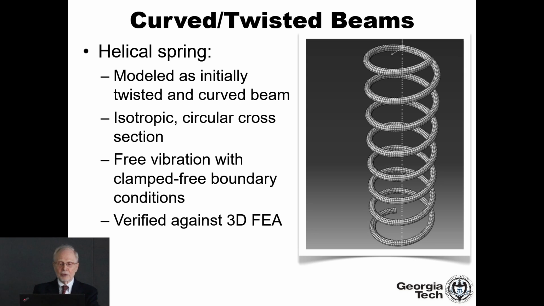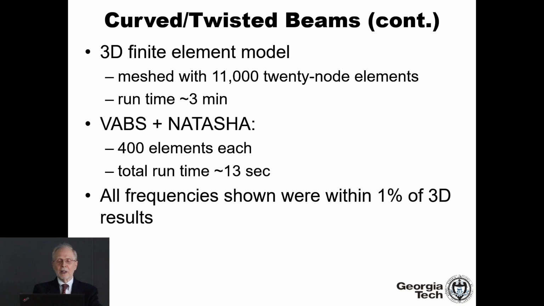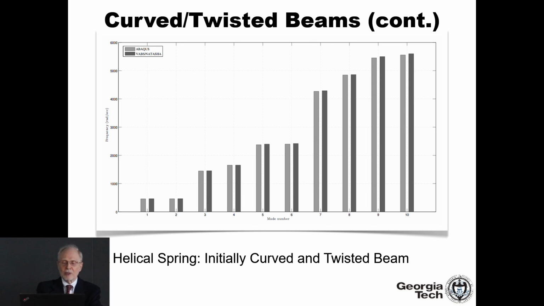We also can get results for a helical spring, which we could model as an initially curved and twisted beam. And when we put it together with a 1D code, we have a code in-house we call Natasha. Natasha takes a total of 13 seconds, and the frequencies are within 1% of those obtained from the 3D analysis, which takes 11,000 degrees of freedom and 3 full minutes of runtime. And the results are essentially the same for these first 9 or 10 frequencies.